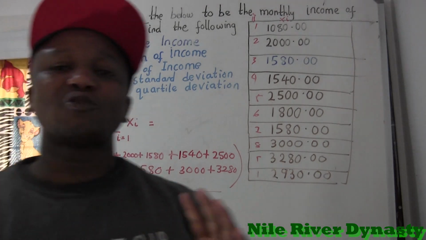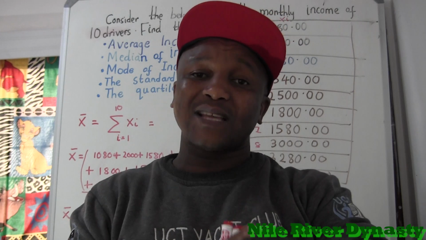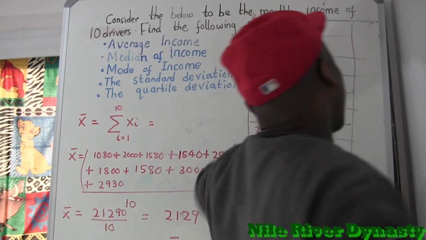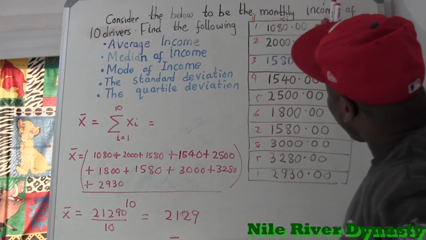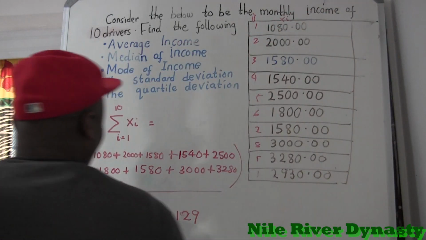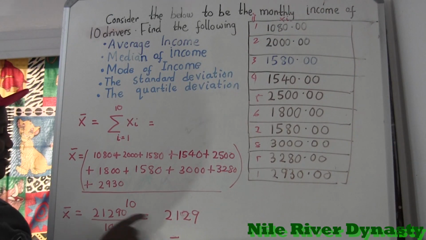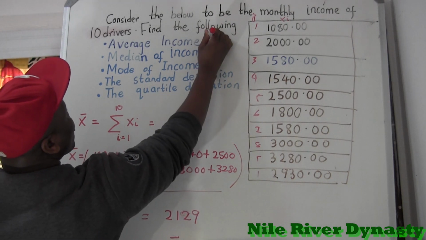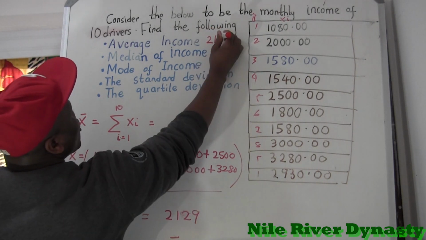However, I'm going to show you how to use a calculator, and then you don't have to waste all this time. So the mean is done, now we go for the median. Median is easy. What you do, you have to rearrange all this data, start from the smallest one to the bigger one. So our mean, which is the average, is 2129.